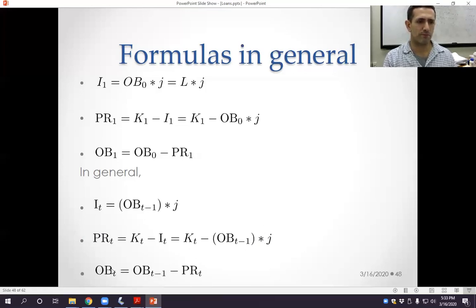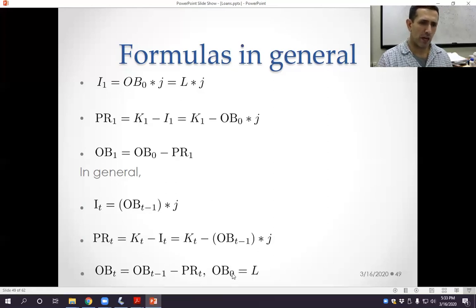And OB_T is the outstanding balance at the end of the Tth year. You take the outstanding balance at the end of the previous year, and you use the principal repaid to chip away at that. All right, if there are any questions there, just let me know. They're a little bit abstract, but if you really think about it, this is exactly, abstractly, what we were doing very concretely in our amortization table.